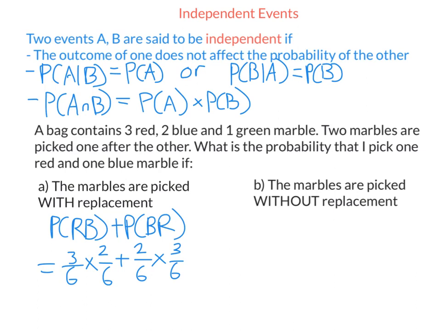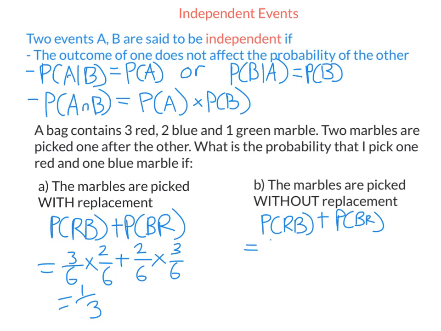So if I add these together, I get 1 over 6 plus 1 over 6, which equals 1/3. So that is my final probability. So how would it change if the marbles were picked without replacement? Well, it would still be the same possibilities. I could get a red and a blue, or a blue then a red. So the probability I get red then blue.